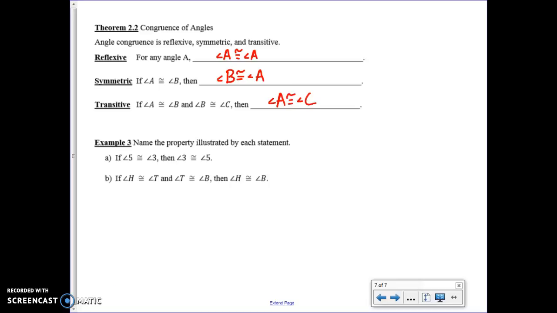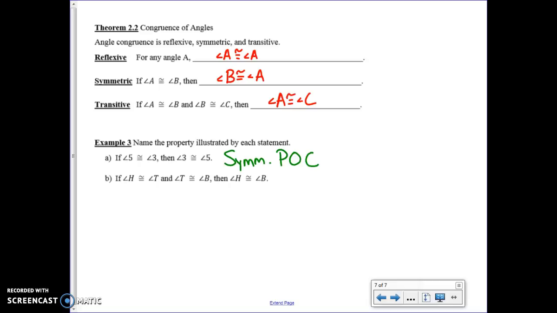All right, example 3 says name the property illustrated by each statement. So A: if angle 5 is congruent to angle 3, then angle 3 is congruent to angle 5. What I notice is these have switched places. So they switch places. I know that's symmetric. Now be careful, it's the property of congruence. Use a C there. Or you can write out prop of and use your congruent symbol if you would prefer.